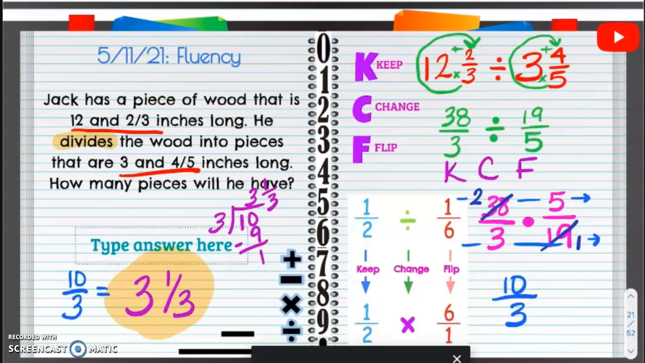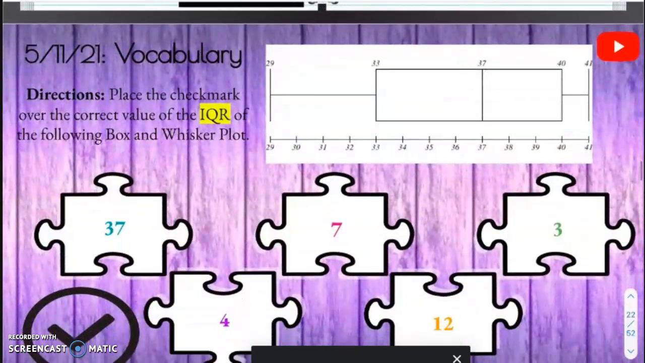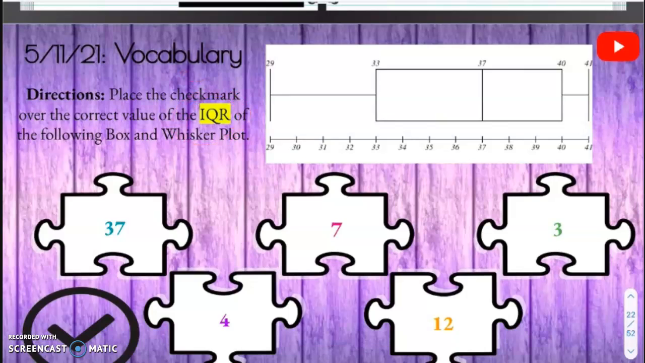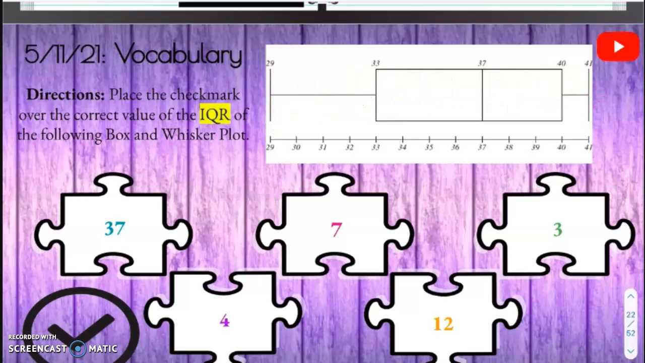Let's go ahead to that vocabulary. We're going to place a check mark over the correct value of the interquartile range of the following box and whisker plot. Remember, the interquartile range are in these 2 quartiles, the inner ones. So remember, we have 1, 2, 3, 4. The inner 2 are in here, so in the box.